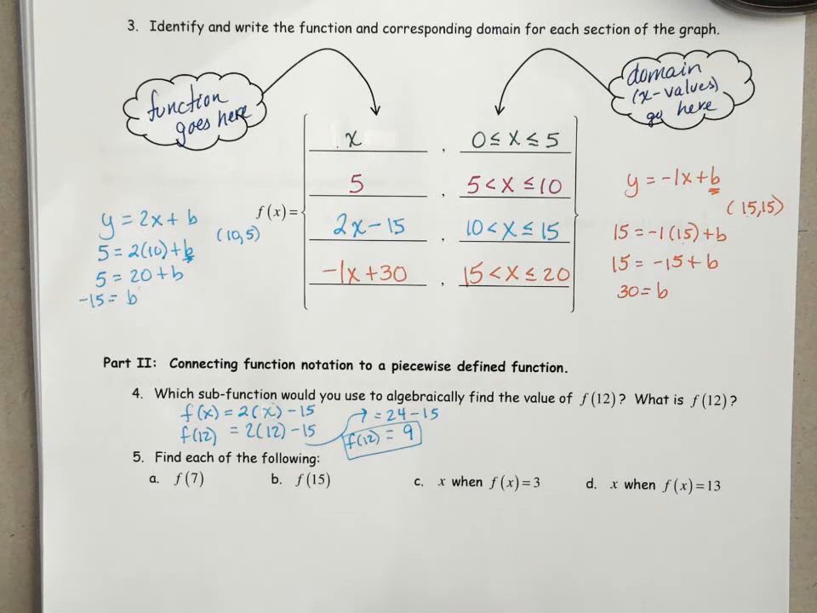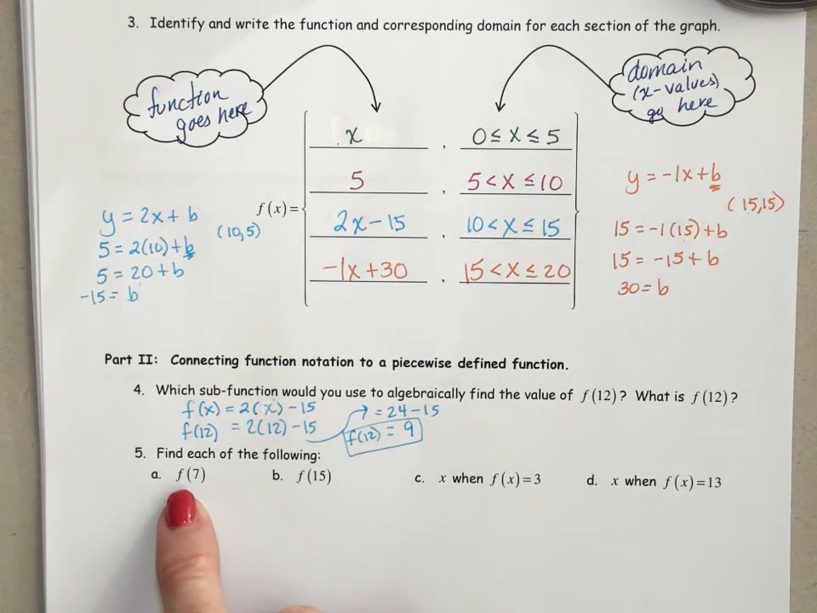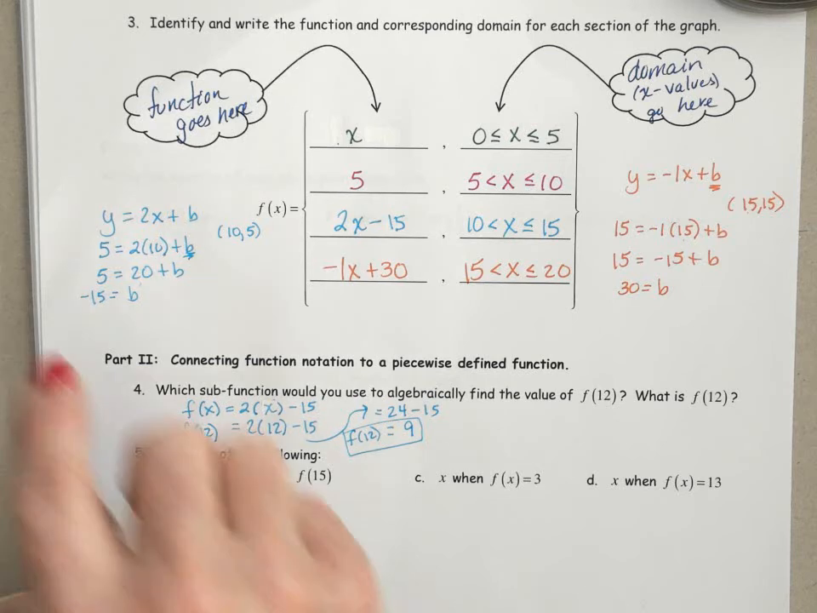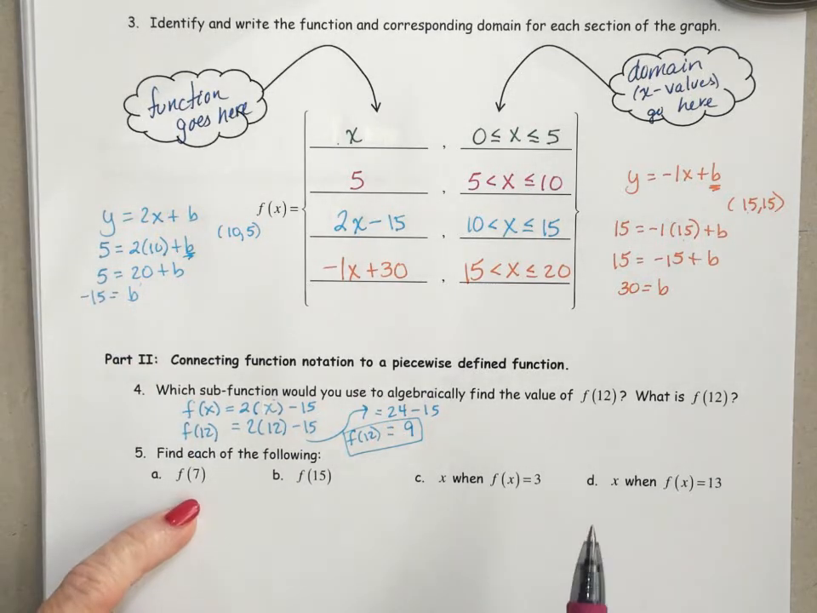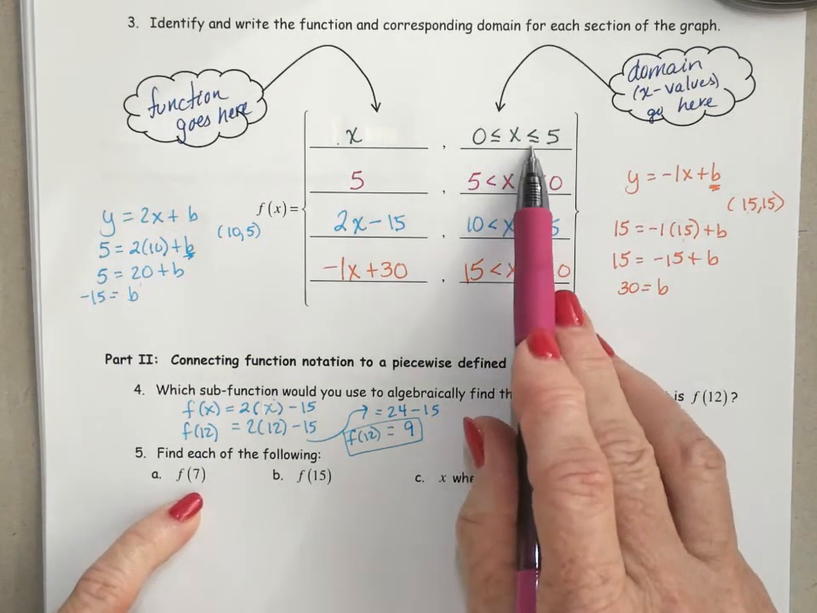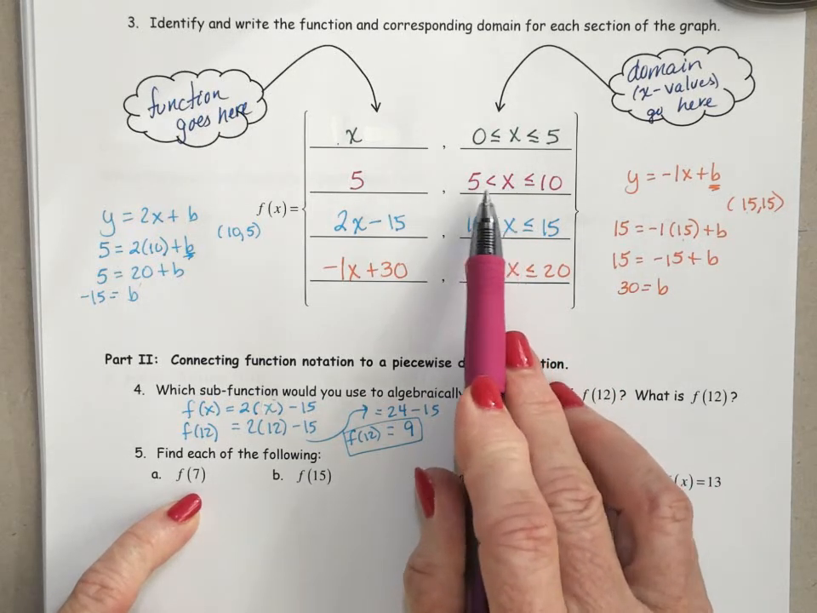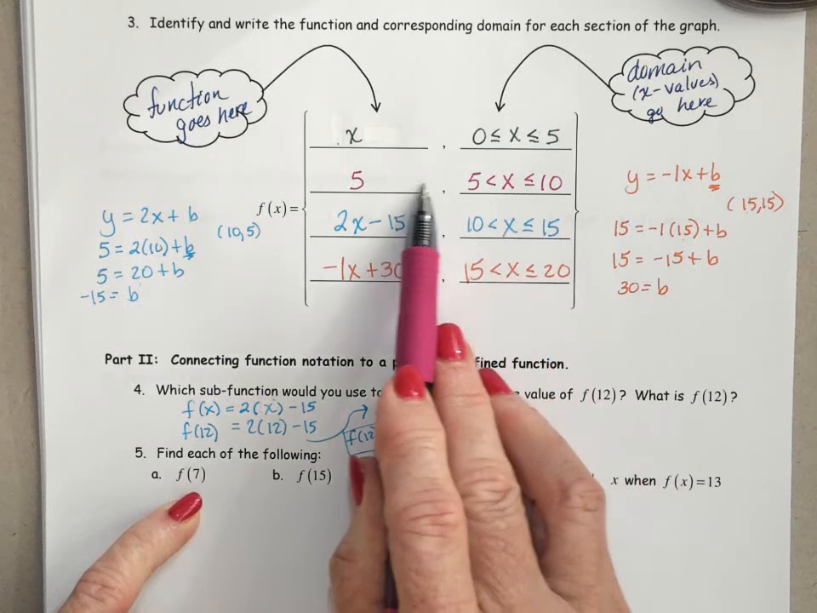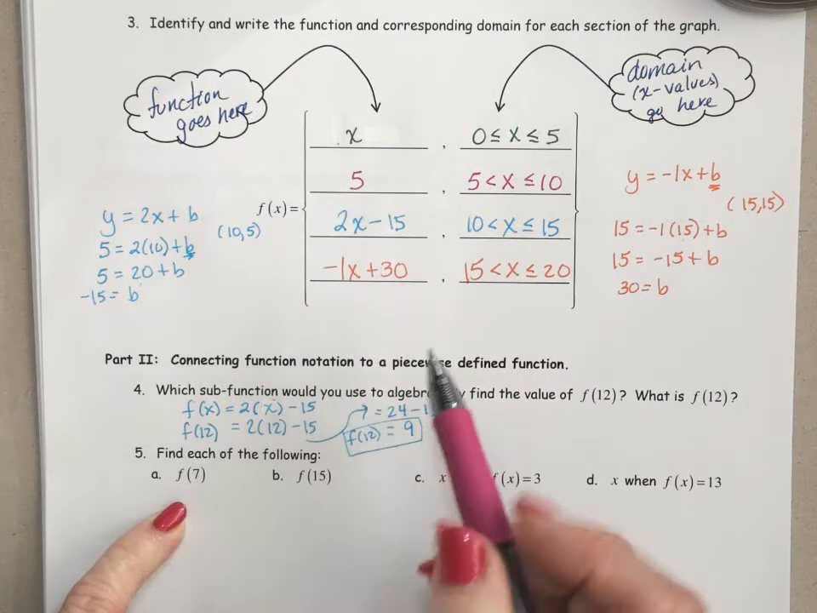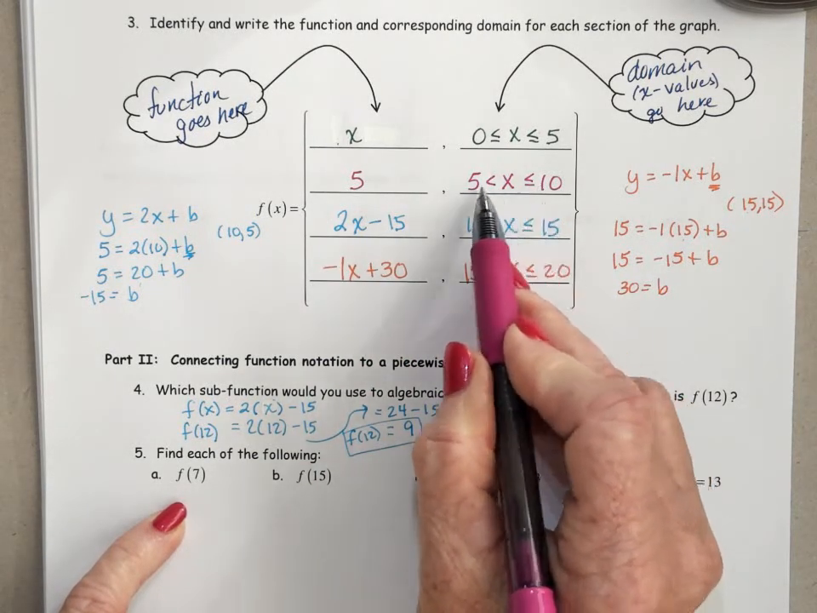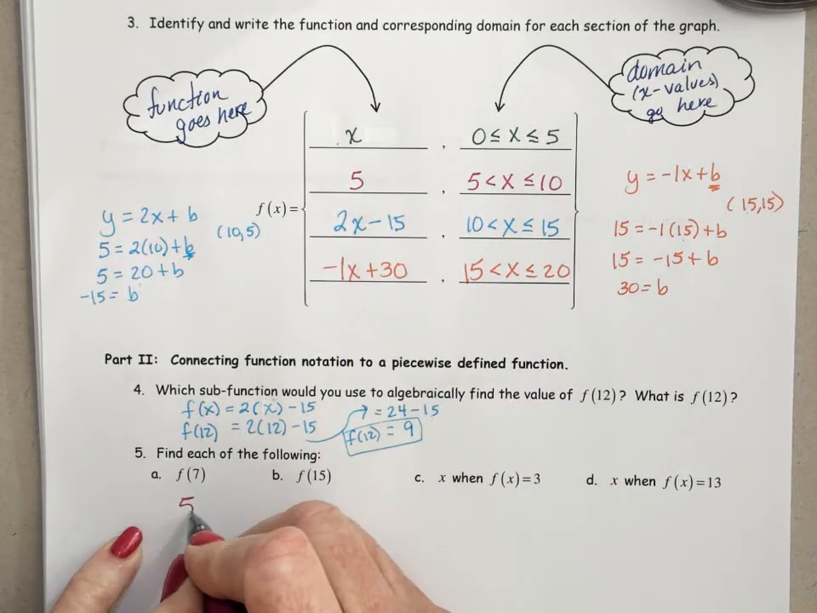Okay, same idea. Let's find each of the following. f of 7. So which piece does the 7 fall in? Which section? It falls in right here. 7 is between 5 and 10, so we'll go over to the function, and that function is 5. No matter what number you choose between 5 and 10, you're going to get 5 out of it. Done.